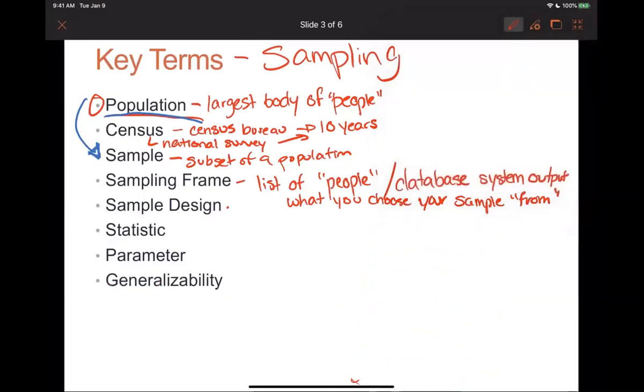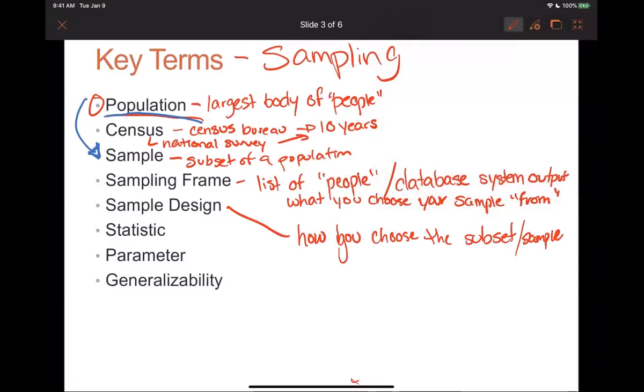Sampling design, right? Here we're talking about how you choose the subset, the sample. You have a large population, and you have a smaller sample of that population that you had to identify as the people that you're going to have participate in your research study. Sampling design is the description of how you're going to choose that sample of people from the population.